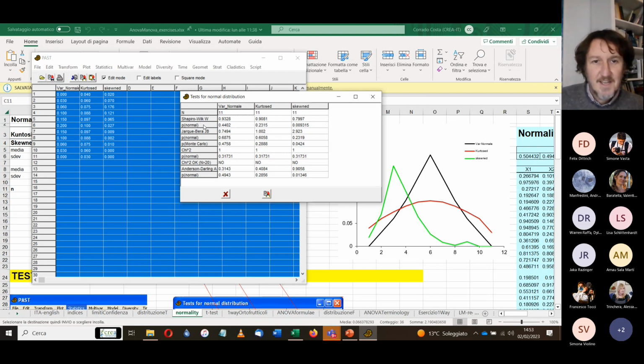I hope so. PAST reports other kinds of normality tests, but I suggest you use the first one, so the Shapiro-Wilk and the p relative to Shapiro-Wilk. Okay. In this case, we could analyze the first and the second distribution, for example, with a t-test, because both of them are normally distributed, but not the skewed distribution. Okay, let's go on.